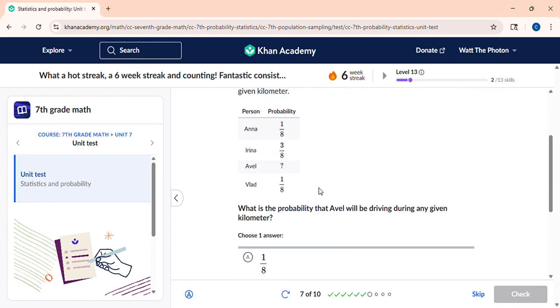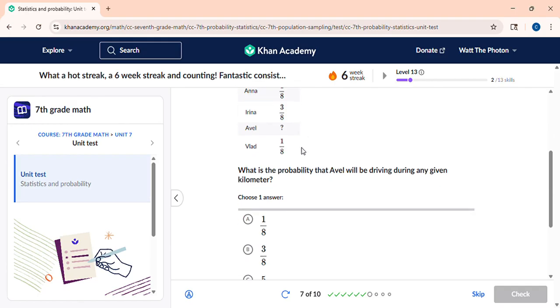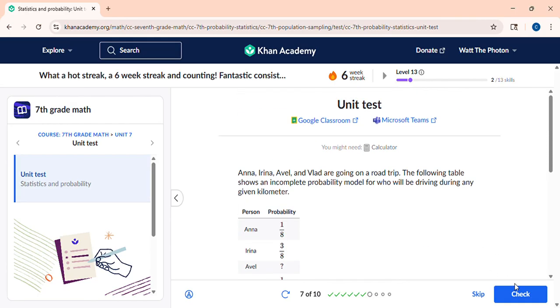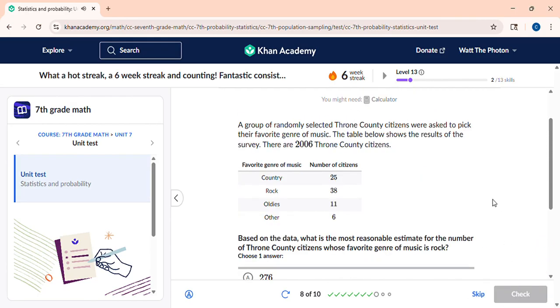These are all eighths. So we have 1/8 plus 3/8 plus 1/8 plus x eighths equal to 1. So 5 over 8 plus x over 8 equals 1. If we subtract 5/8 on both sides, we get x eighths equals 3/8. So x is equal to 3/8. There we go.